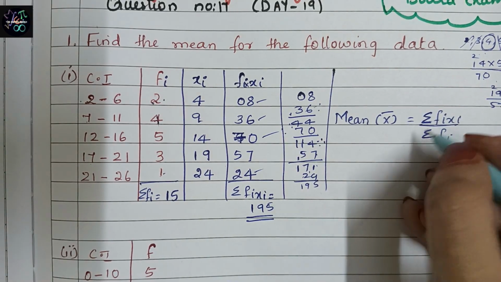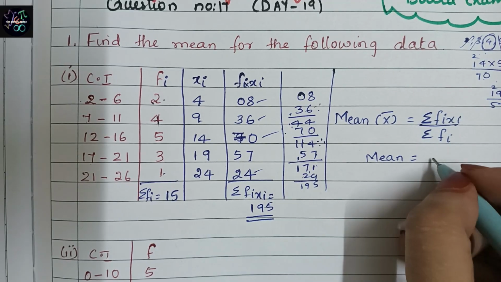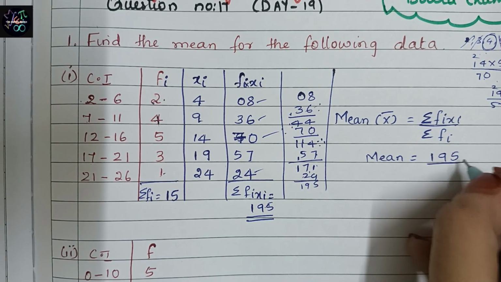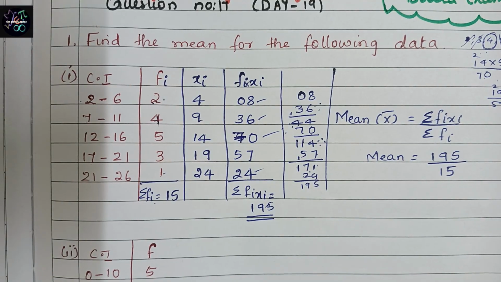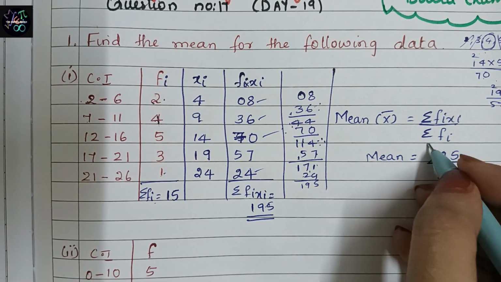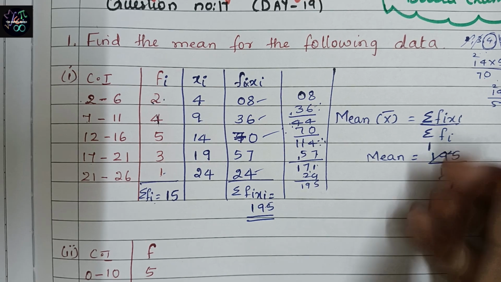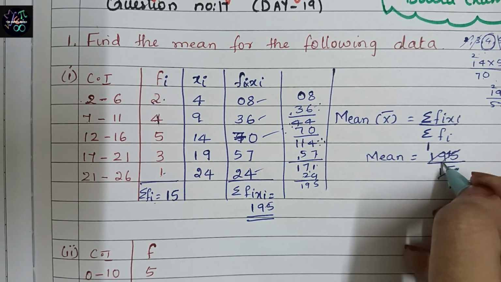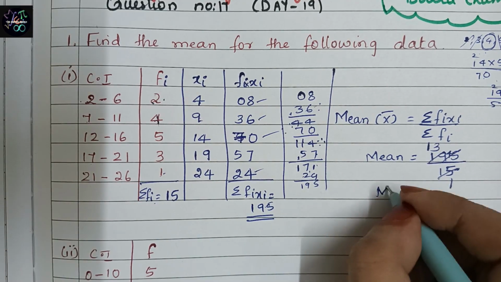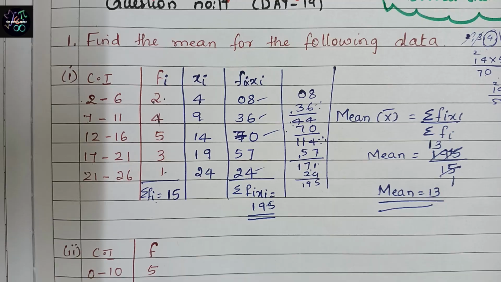Now we should substitute in the formula. Mean is equal to sigma fi xi, what we got? 195 upon sigma fi, what we got? 15. So we should divide this. 15 1s are 15. How many are left? 4 left. 15 3s are 45, and the answer is mean is equal to 13. In this way we should do this solution.